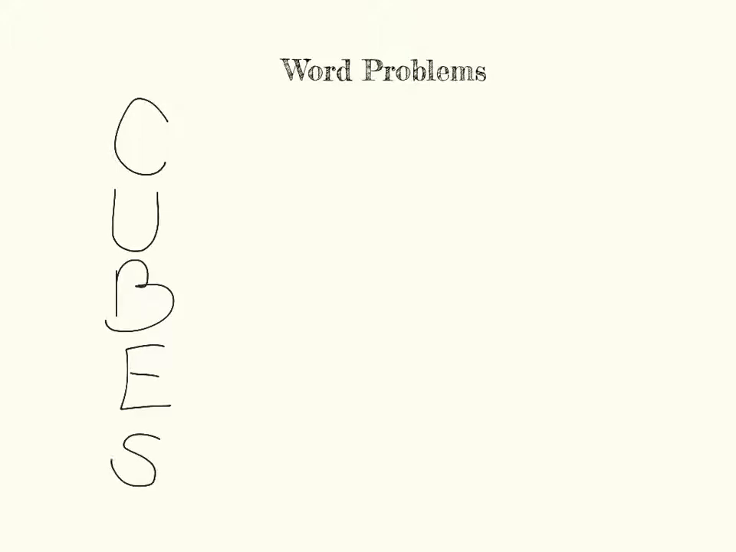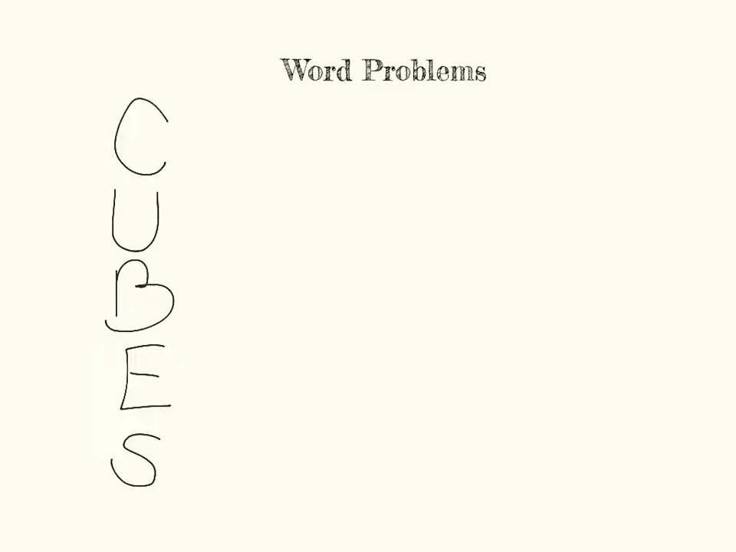Today we are going to talk about word problems. I'm going to share with you a strategy for solving word problems that helps us break it apart and figure out what operation we need to use, and then ultimately solve the problem. This strategy is called CUBES. It's an acronym, and each letter stands for a step that we will use when we solve the problem.